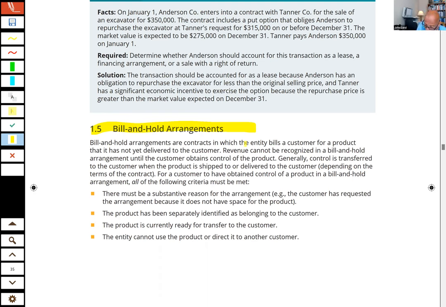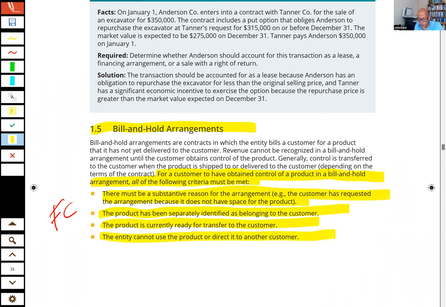So for a customer to have obtained control of a product in a bill and hold arrangement, all the following criteria must be met. And we're looking at the accounting for the sale here, for the seller. There must be a substantive reason for the arrangement. I've requested it because I don't have space, or in my little example, I don't even have the factory yet. The product has been separately identified as belonging to the customer. The product is currently ready for transfer, and the entity cannot use the product or direct it to another customer.